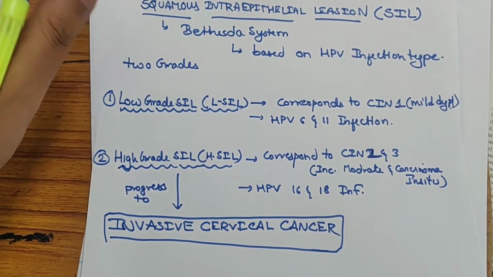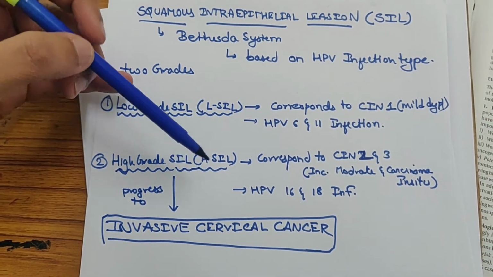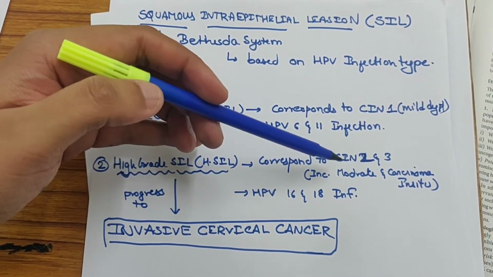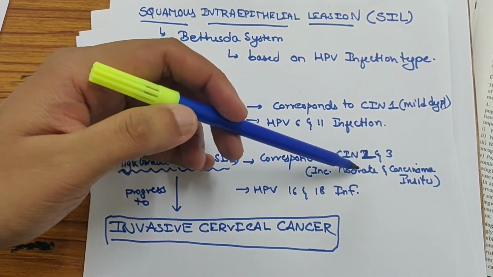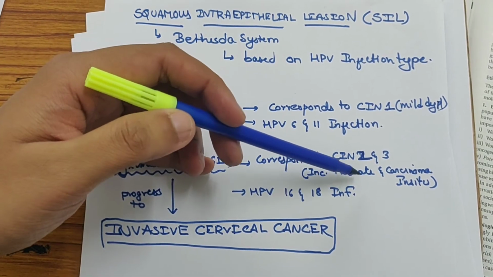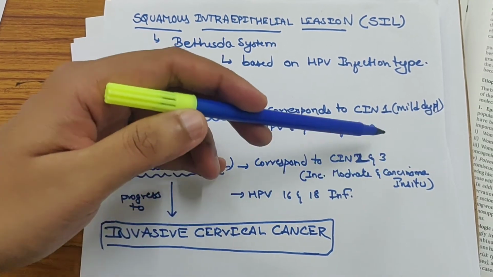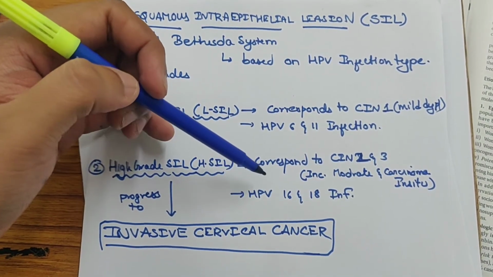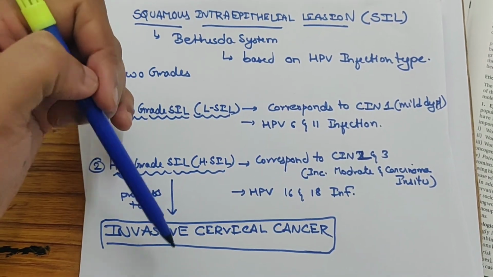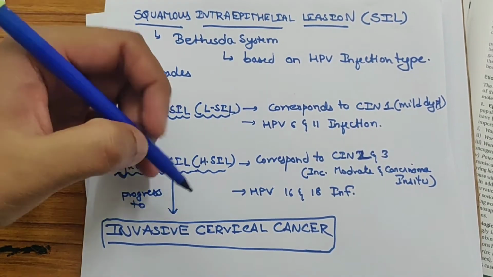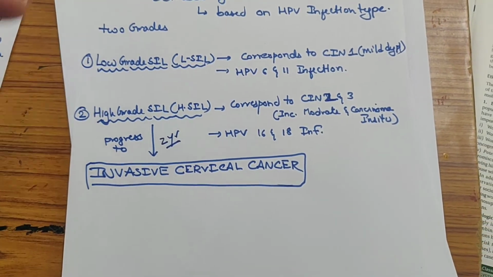Okay. Now the conclusion of this video is that high grade SIL corresponds to CIN2 and 3, that is cervical intraepithelial neoplasia 2 and 3, which includes moderate dysplasia, that is 1/3 to full thickness of neoplasia, and also carcinoma in situ, which means full thickness. And HPV infection 16 and 18 can cause invasive cervical cancer in about 2 years. Okay, in the next video we will see clearly about invasive cervical cancer.